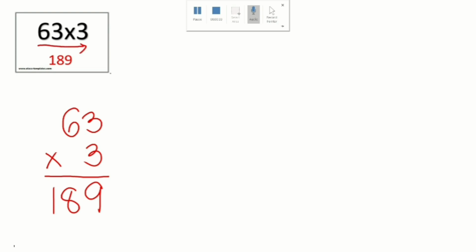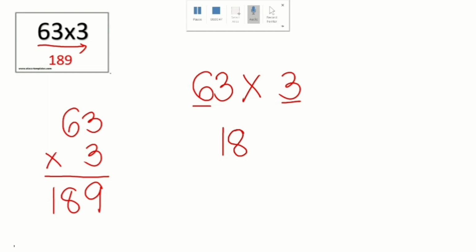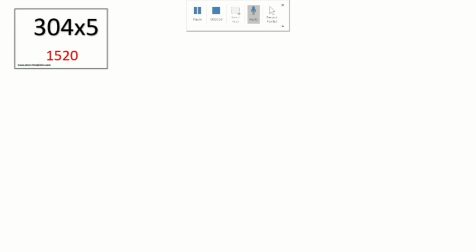So if we're going to get the product again using mental math, 63 times 3. First, we multiply 6 by 3 and the answer is 18. Then, we have 3 times 3. The answer is 9. So, the product is 189 also. Now, let's move on with example number 2.